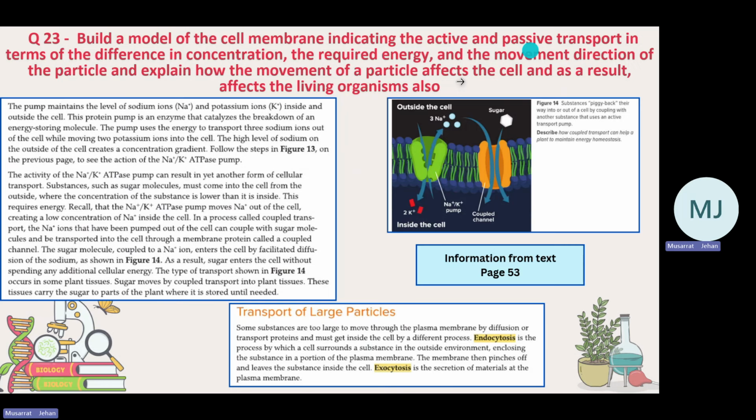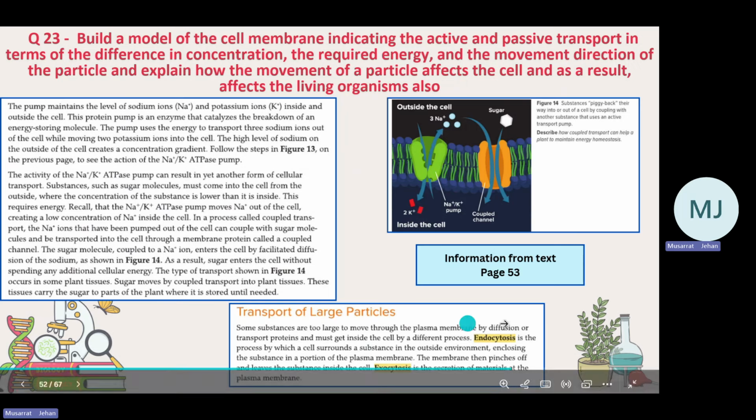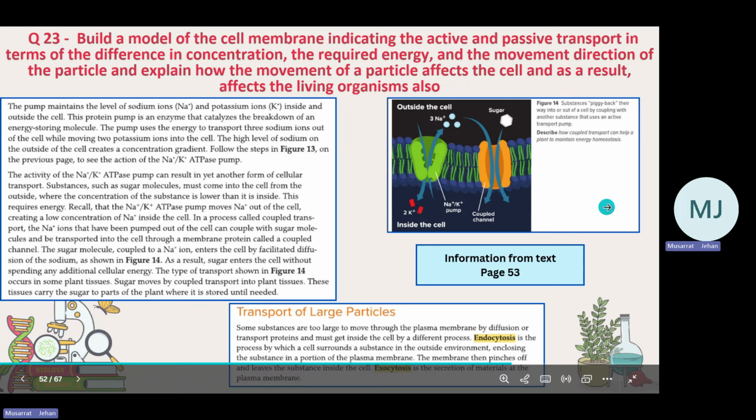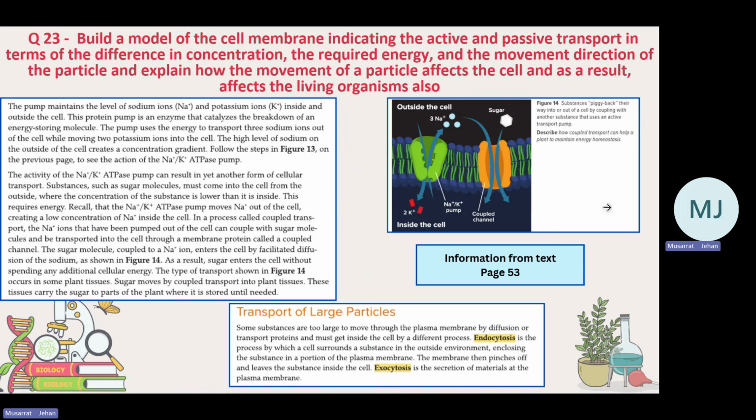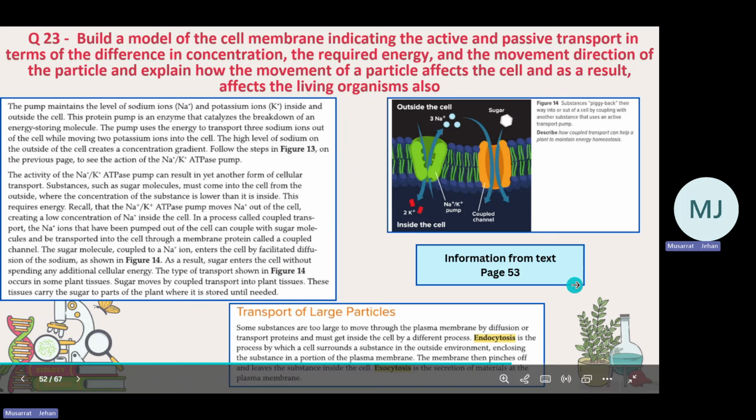So that's it. Now there are 2 more processes which you should know from here, endocytosis and exocytosis. These both are active transport. Endocytosis means something entering into the cell, and exocytosis is something going out of the cell. It is a process by which the cell surrounds a substance in the outside environment, enclosing the substance in a portion of the plasma membrane.